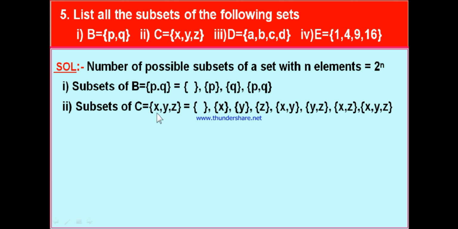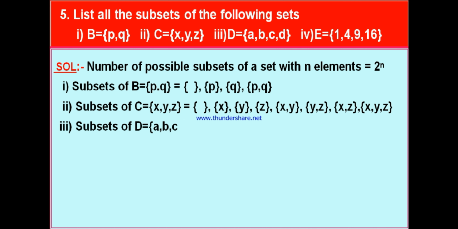You see, set XYZ. First we wrote empty set. Next, write subsets with single elements. Set X, set Y, set Z. Single elements. Next, 2 elements now. In each set there should be 2 elements. Set XY, set YZ, set XZ. At last, all the 3 elements. Set XYZ. In this way, you can write the different subsets of C.